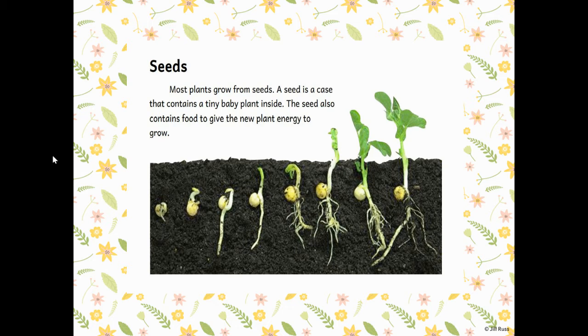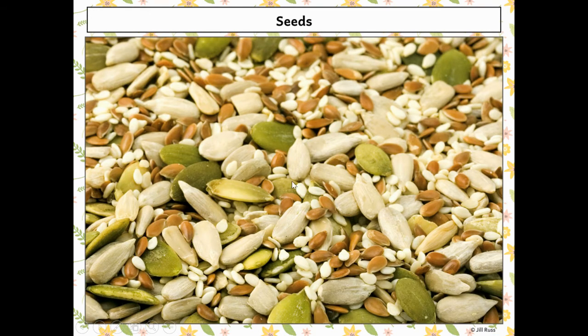So this little teeny seed is like a case, it's like a suitcase, and inside it is the tiny baby plant and food to help it support its journey. And then that seed will grow into the new plant. Look here at some pictures. This is all different kinds of seeds. You can see large seeds, little seeds, different colored seeds. All of these seeds are the beginning of a plant.